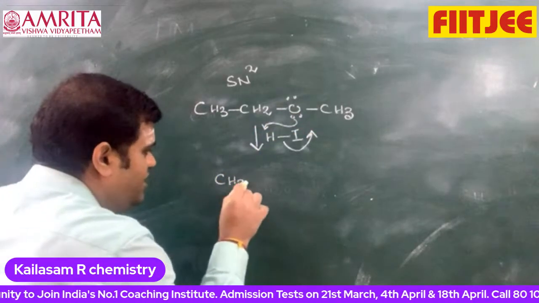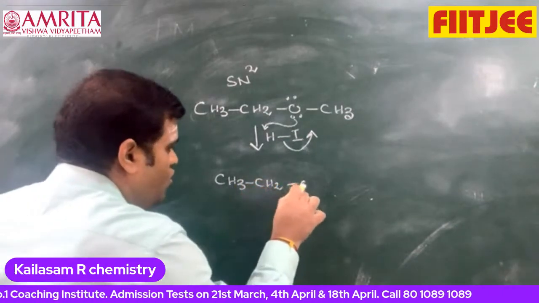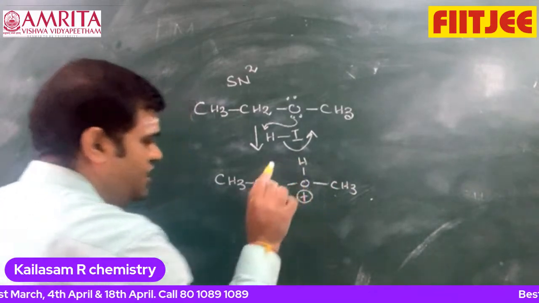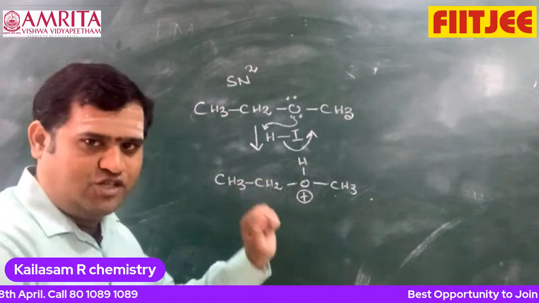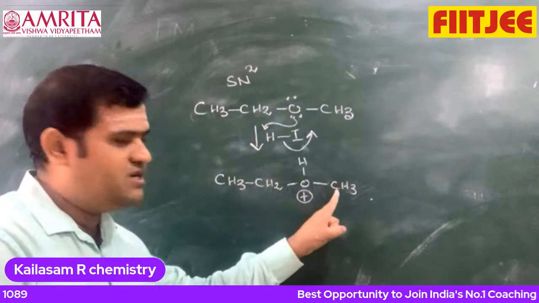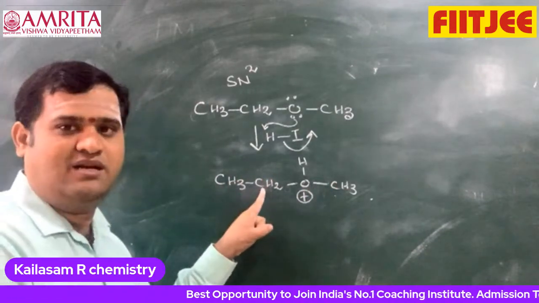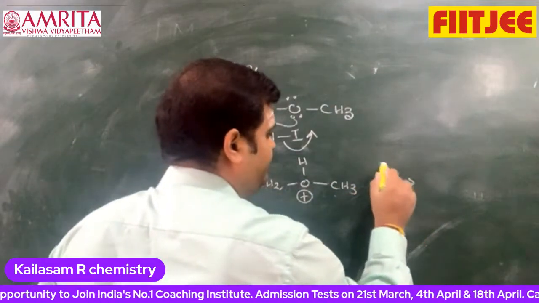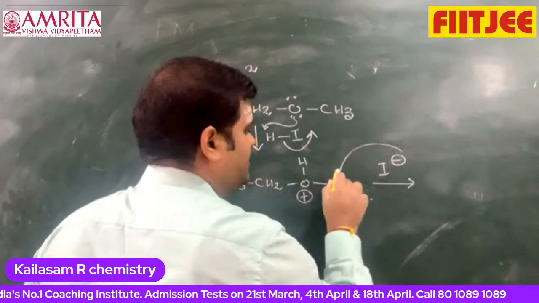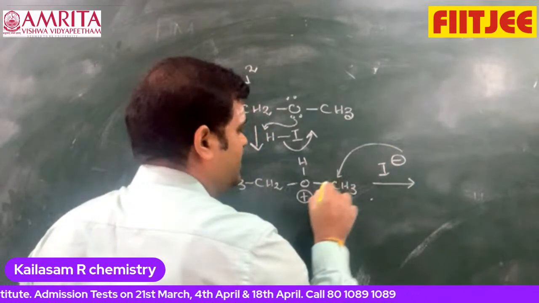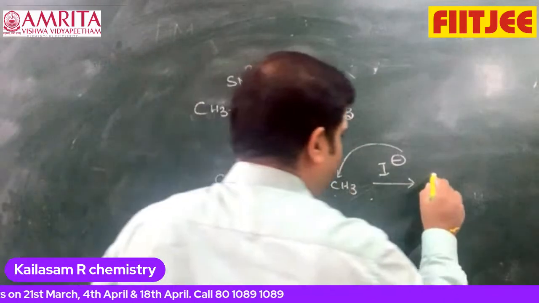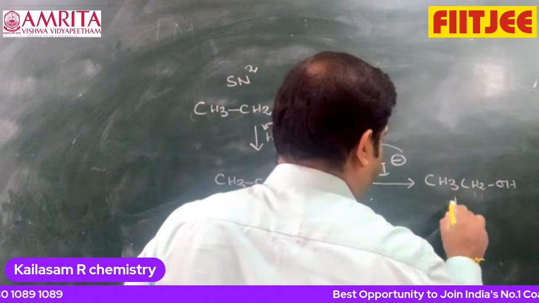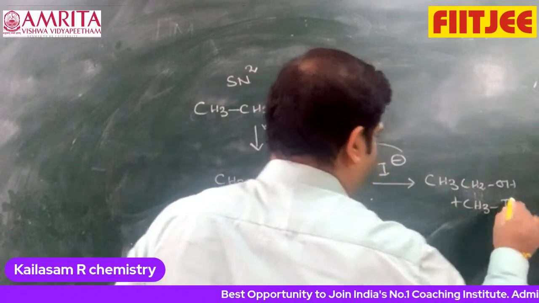Now I can write CH3, CH2, O, CH3, with H and a positive charge here. Now look at this. I minus has to attack the backside of a carbon. Is this carbon less hindered, or is this carbon less hindered? I can say this carbon is less hindered. Therefore, I minus attacks, the bond breaks, and what you are going to get is CH3CH2OH plus CH3I.